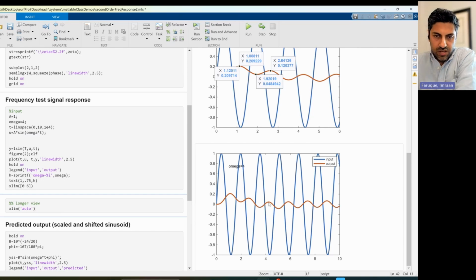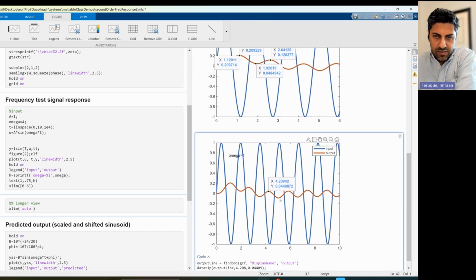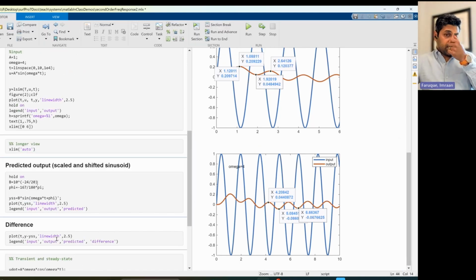What's interesting to note here is that now we're looking at 0.044 minus 0.086, so we're looking at that 0.13. We're looking at something that has an amplitude, and minus 24 dB should be a whole lot smaller than the 1 amplitude that goes in. So let's figure out what our predicted output is. We're going to add to this picture our predicted output.